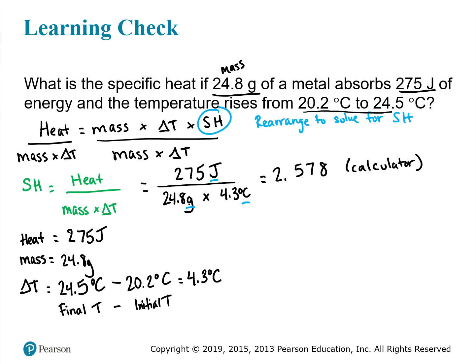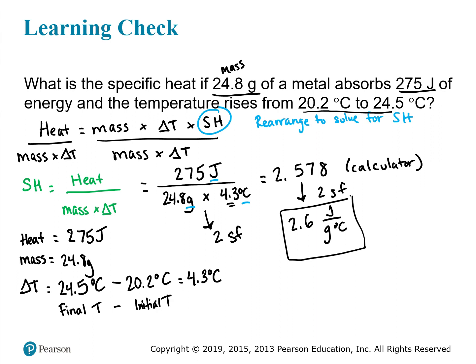24.8 times 4.3 can only yield 2 sig figs because our temperature change has 2 sig figs. Our final answer is 2.6 joules per gram degree Celsius. Don't forget the units of specific heat, or else your answer is wrong.